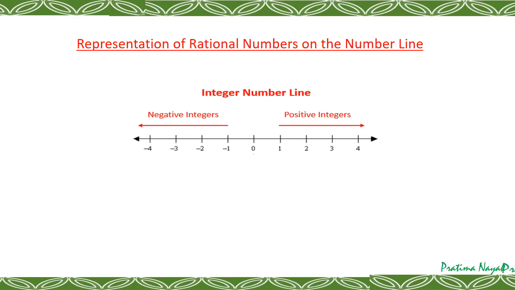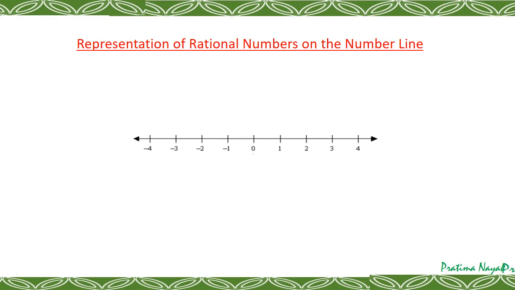Next, representation of a rational number on a number line. So we have read the number line in lower classes. It contains 0, positive numbers are on the right side and negative numbers are on the left side. So we'll learn how to put rational numbers on a number line. So this is the number line. We'll put rational numbers, meaning 1/2, 1/3, 3/4, 3/7, anything we can put.